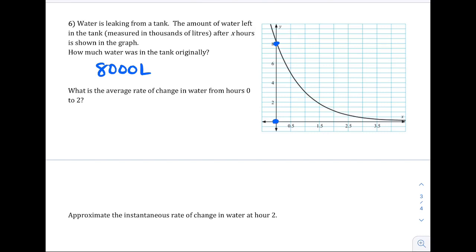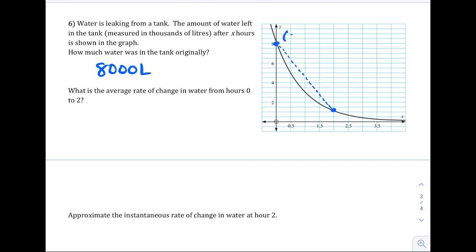Because it says it's in thousands. Next, what was the average rate of change in water from 0 hours to 2 hours? So I find where 2 hours is right here. And really what I'm trying to do is find the slope of a direct line. That's the average rate of change between those two.